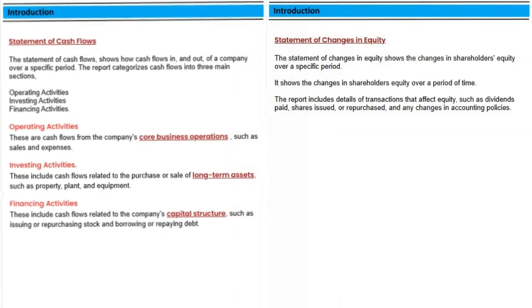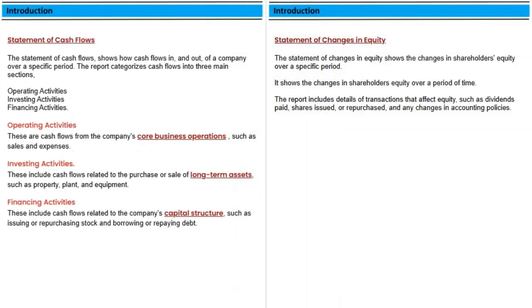A very important report that causes a lot of confusion to students. The statement of cash flows shows how cash flows in and out of a company over a specific period, typically quarterly or annually. The report categorizes cash flows into three main sections, the first being operating activities, then investing activities, and lastly, financing activities. Operating activities include cash flows from the company's core business operations. The key words here being core business operations, such as sales and expenses.